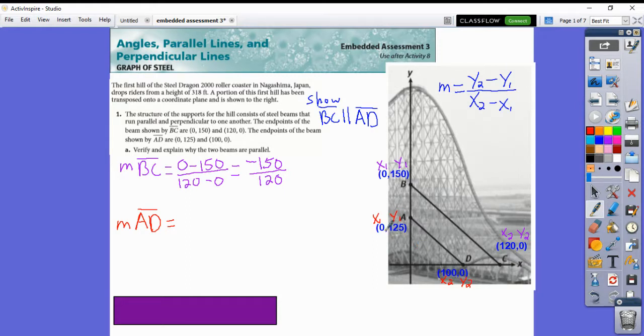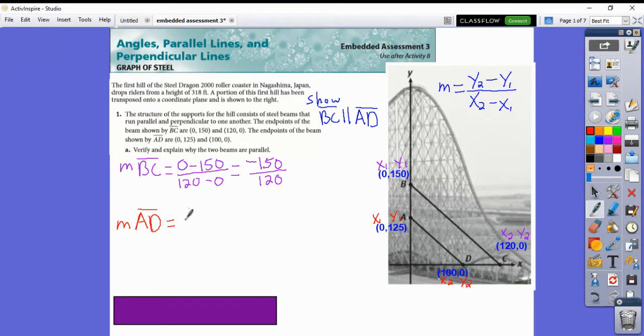I could put x2, y2 here for point A. I could put x1, y1 here for point D. That wouldn't make any difference. I guarantee you it would come out to be the exact same. What you have to be sure of is that x1 and y1 go together. If I put x1 as 0 and y2 as 125, then you would actually have a problem. So let's look at what this gives us.